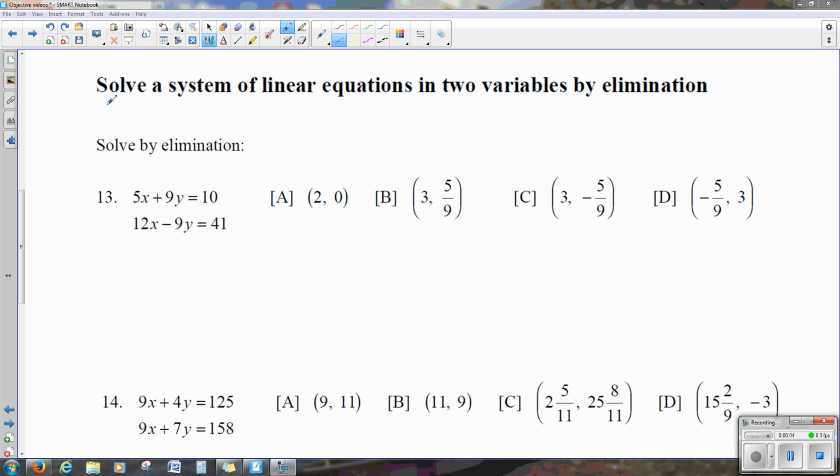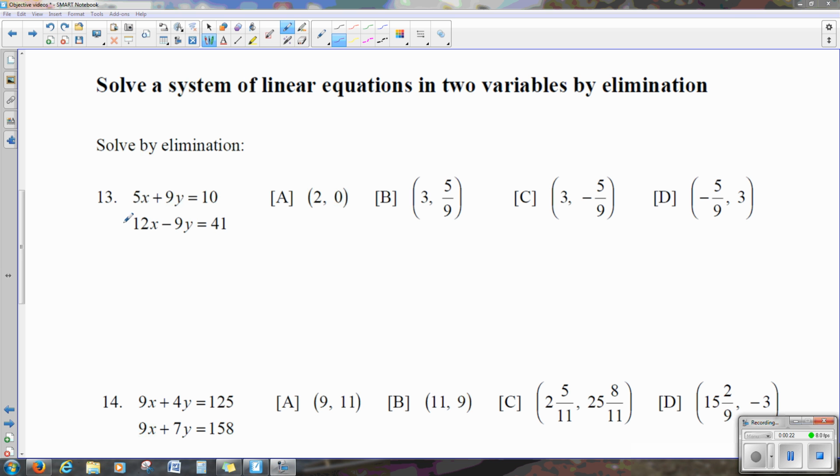So now we're going to look at how to solve systems of linear equations by the elimination method. Okay, so the goal with elimination is to get one of the variables to be eliminated. So if we look at this example, this is a great, easy example.